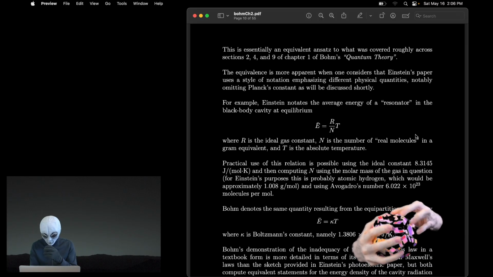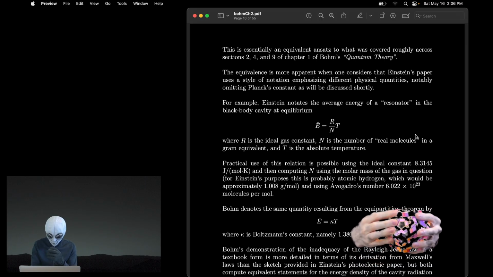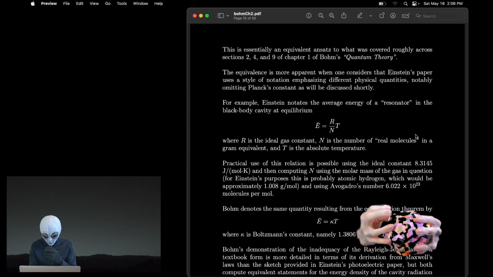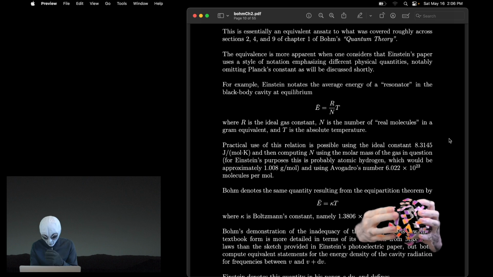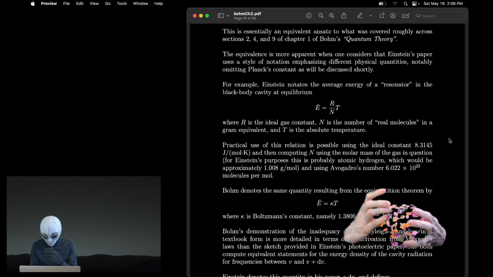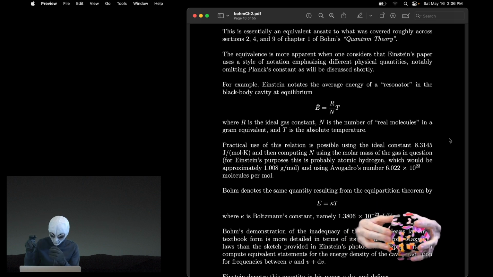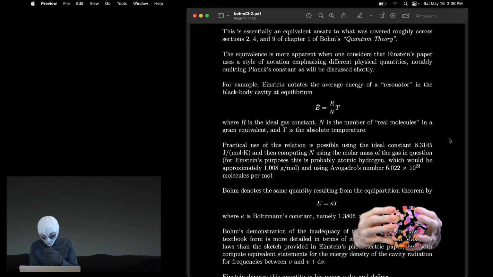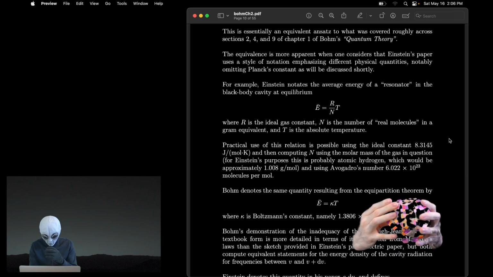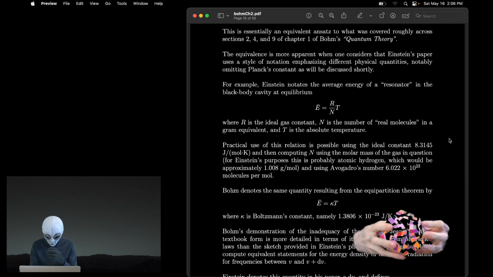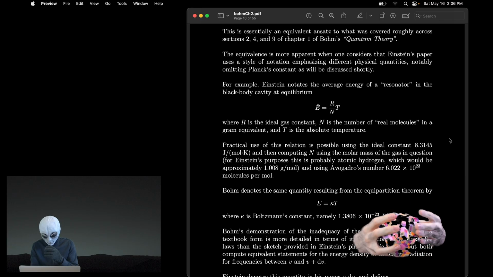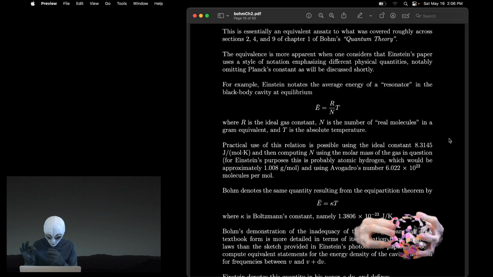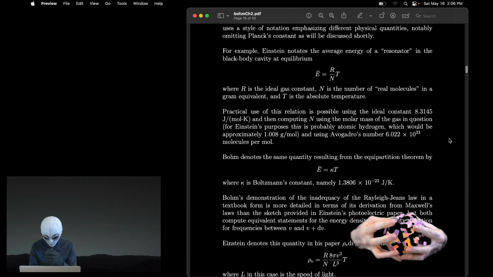The equivalence is more apparent when one considers that Einstein's paper uses a style of notation emphasizing different physical quantities, notably omitting Planck's constant, as will be discussed shortly. For example, Einstein notates the average energy of a so-called "resonator" in the black body cavity at equilibrium by capital E over bar equals a fraction with a numerator of capital R and a denominator of capital N, then times capital T, where capital R is the ideal gas constant, capital N is the number of "real molecules" in a gram equivalent, and capital T is the absolute temperature.